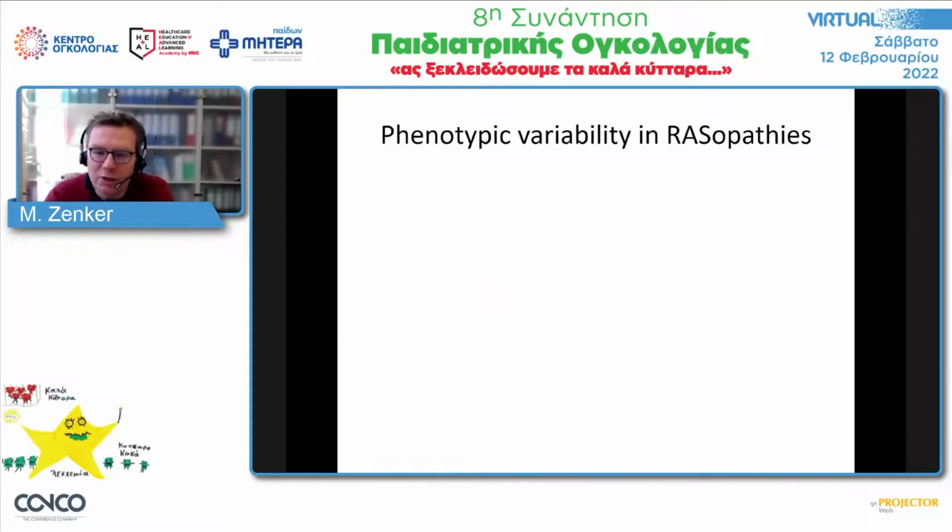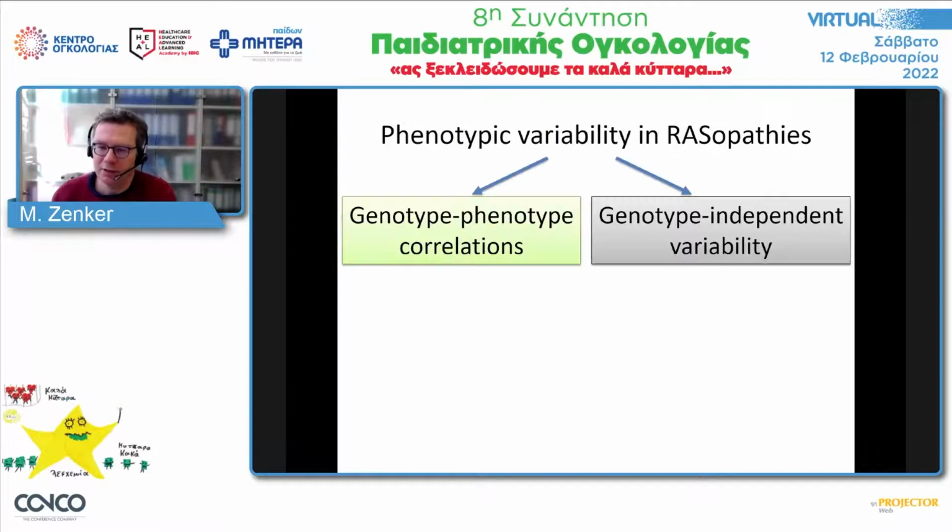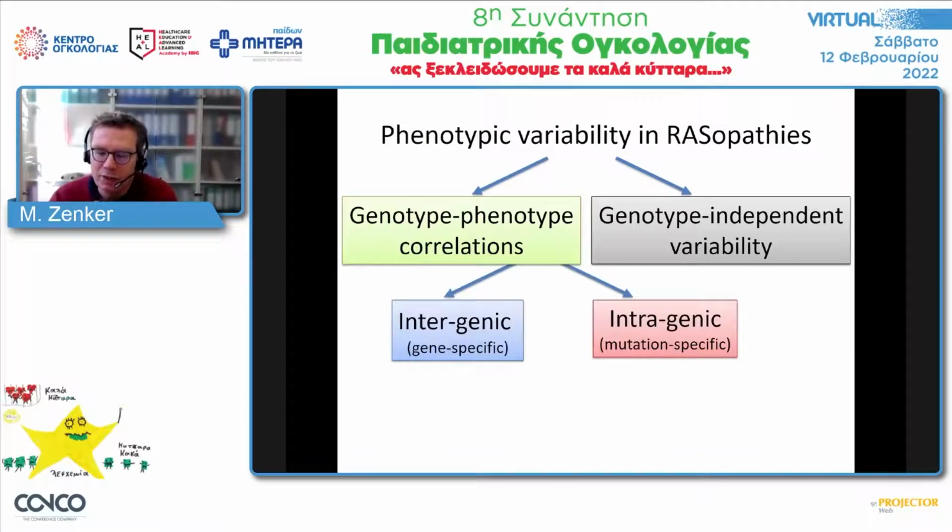I want to talk a little bit about phenotypic variability, because you have already seen how variable these conditions are, but what is the basis for this variability? And if we consider phenotypic variability, we have to consider genotype-phenotype correlation, so the variability that's really related to the individual genotype. And of course, for every condition, we have also genotype-independent variability. And the genotype-related variability can be within the same gene or between the genes.